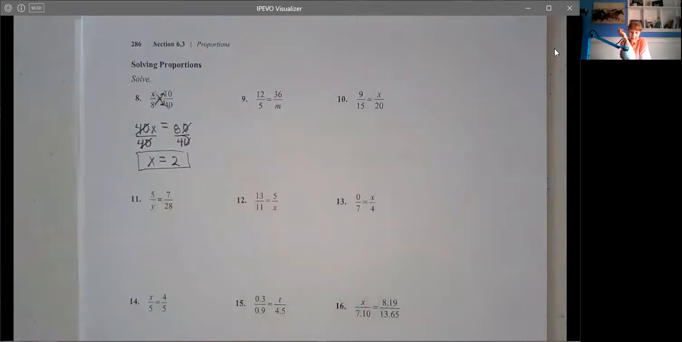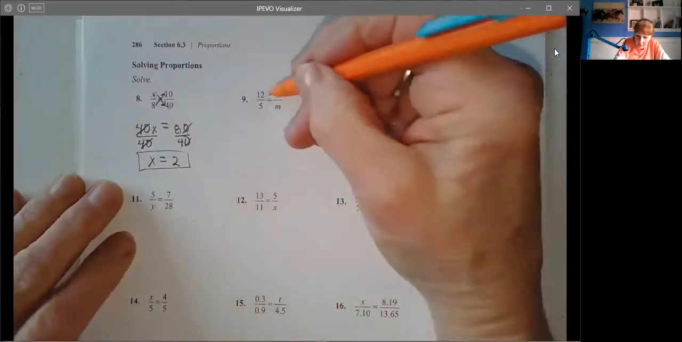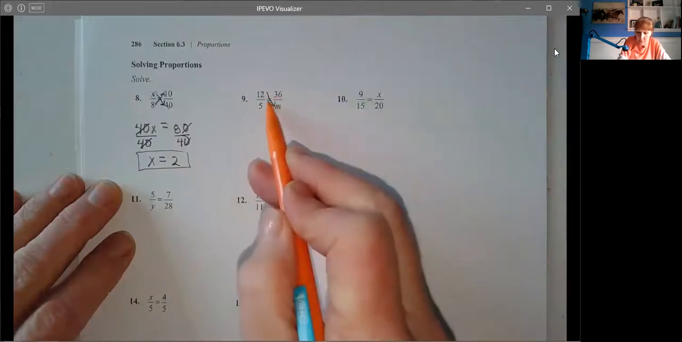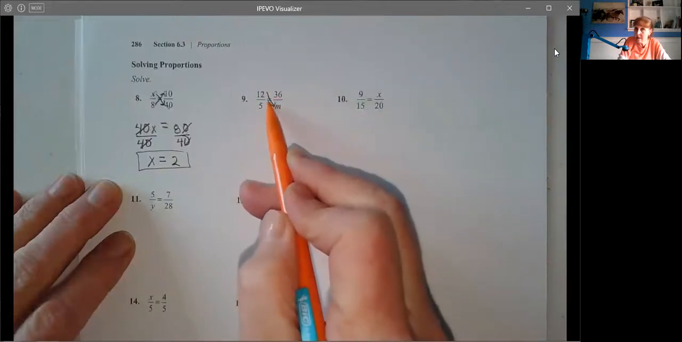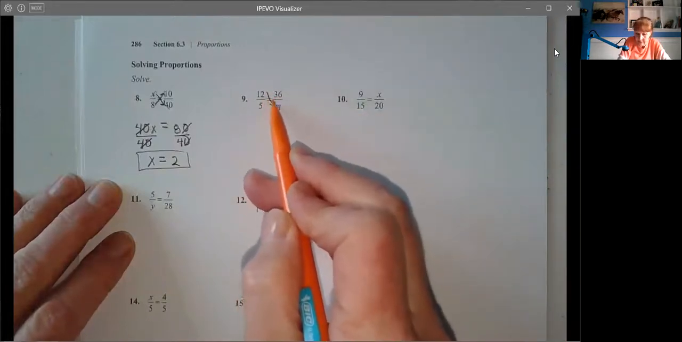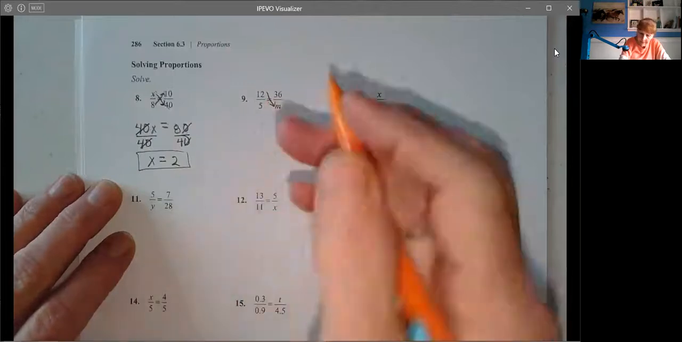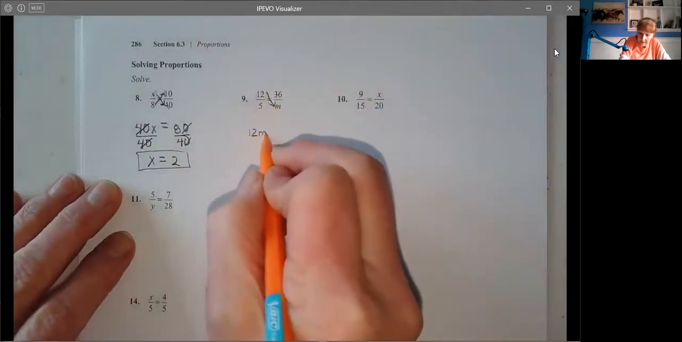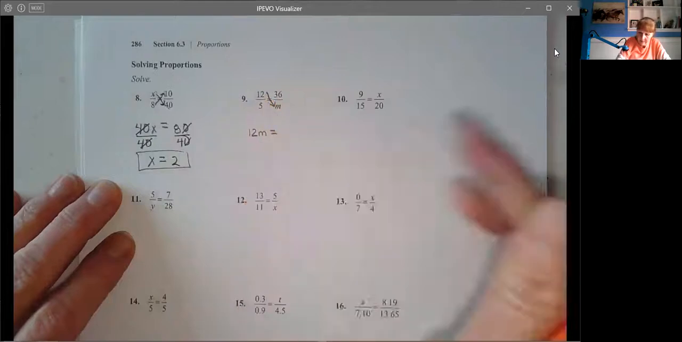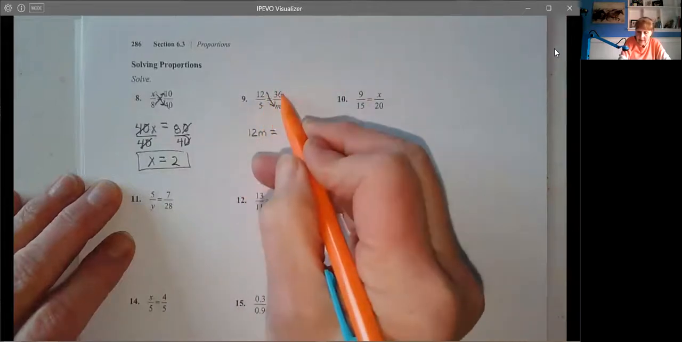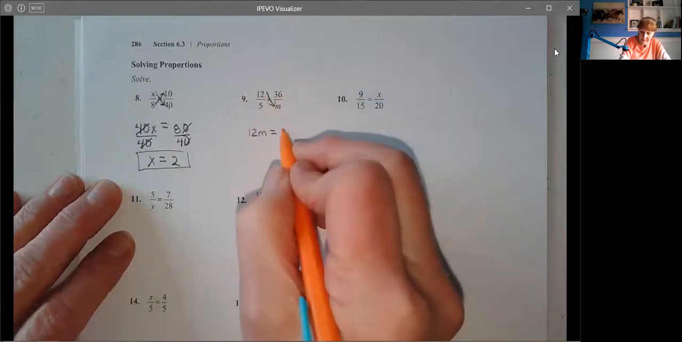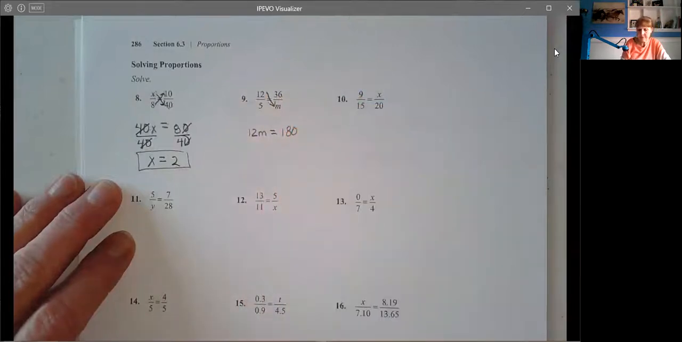Okay, let's look at number 9. We're going to do a cross product. We have an equal sign between them. It's not a times sign, it's an equal sign. It's called a proportion. 12 times m is 12m equals 5 times 36, which is 180, I believe. Let me think. 30, yeah.